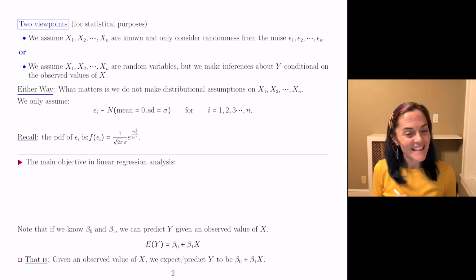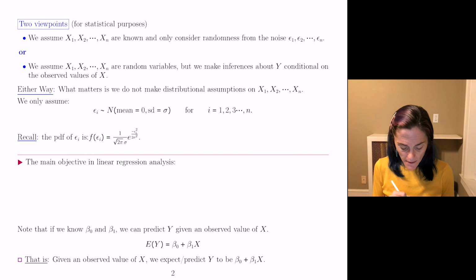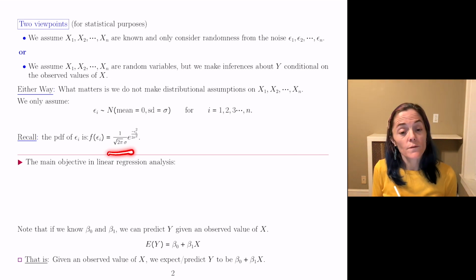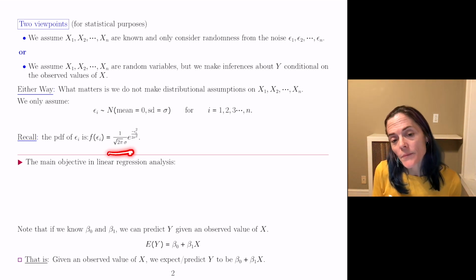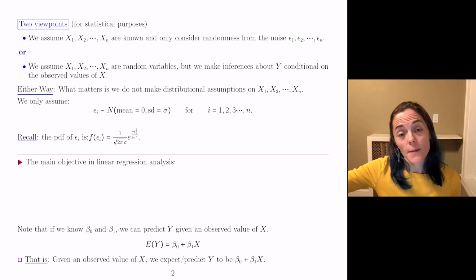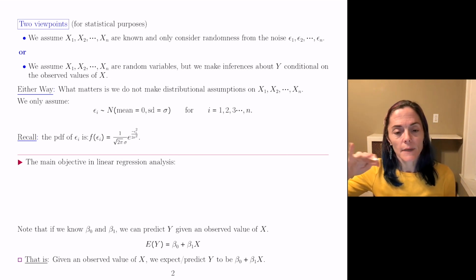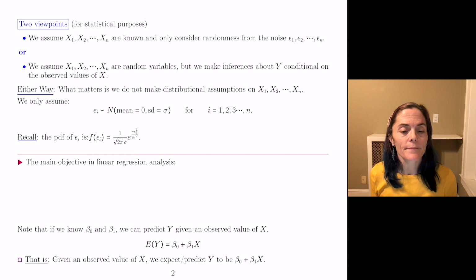So as a recollection, the probability density function of this epsilon i would be 1 over the square root of 2 pi times sigma, and then e to the minus epsilon i squared divided by 2 sigma squared.